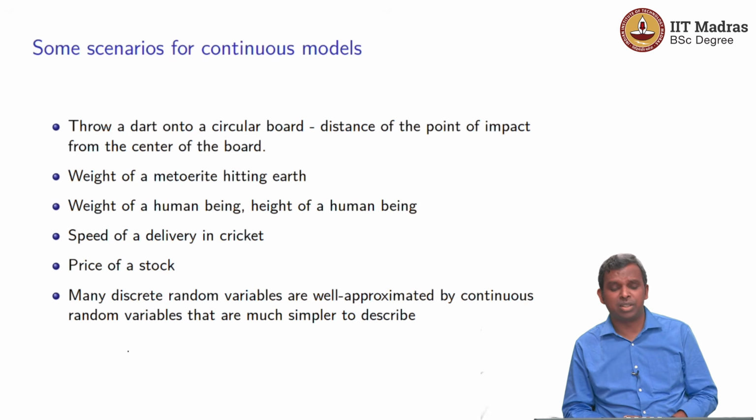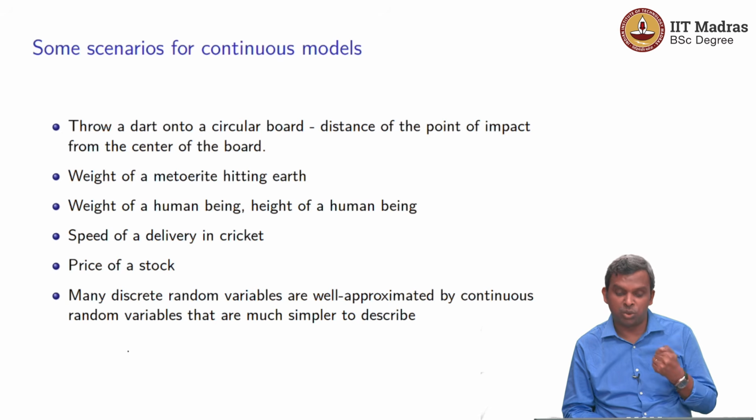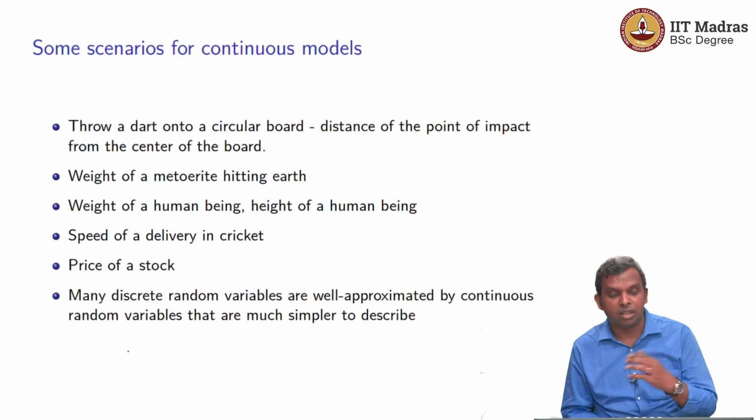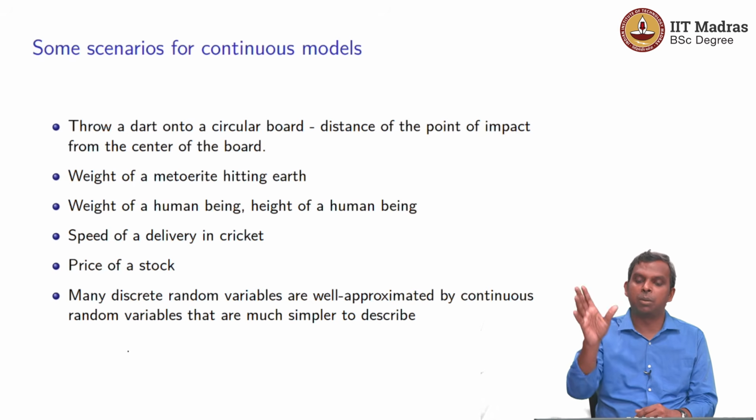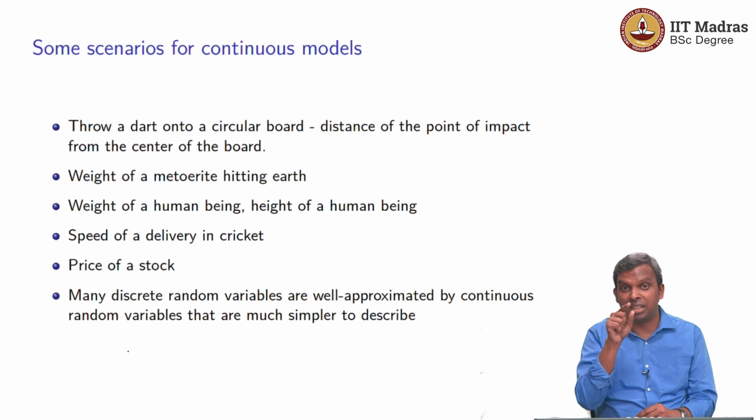I'm going to throw a few scenarios at you where the number of values taken in that random phenomenon is such that discrete may not really be very useful. You may want to use a continuous random variable to approximate the situation. Here's the first situation, a very standard example in many books. You have a dart which you're throwing into a circular board, and you want to measure the distance from the center of the board to the dart.